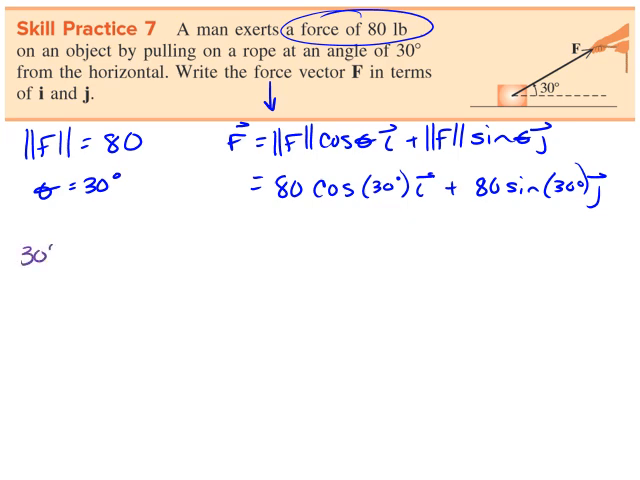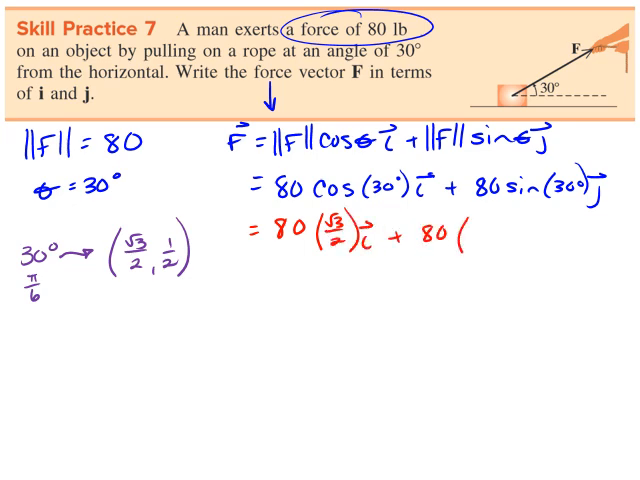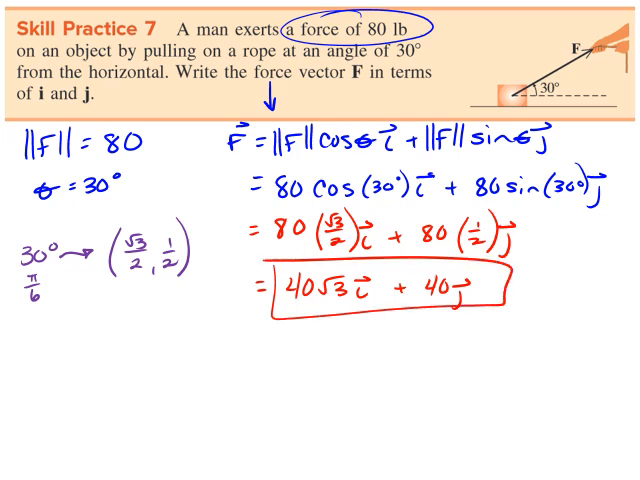Let's see, 30 degrees has the corresponding ordered pair. So this is like pi over 6. So root 3 over 2, 1/2. This is in quadrant 1, so both sine and cosine are positive. So this becomes 80 times root 3 over 2 times vector i plus 80 times 1/2 times vector j. Multiplying this out, you get a final answer of 40 root 3 i plus 40j. And that is the final force vector in terms of i and j. And this concludes section 7-4.